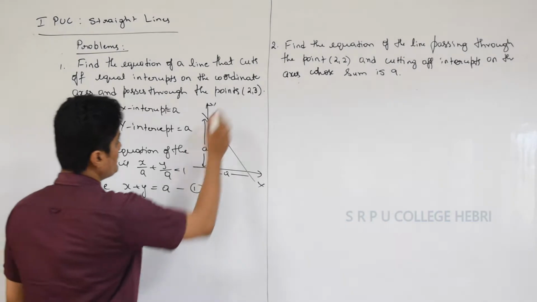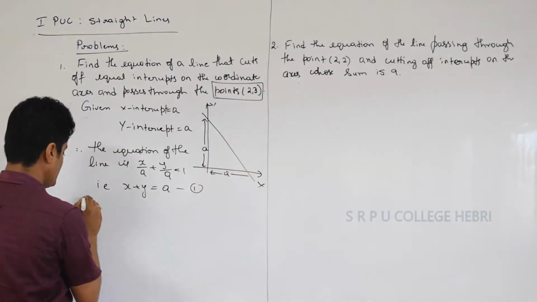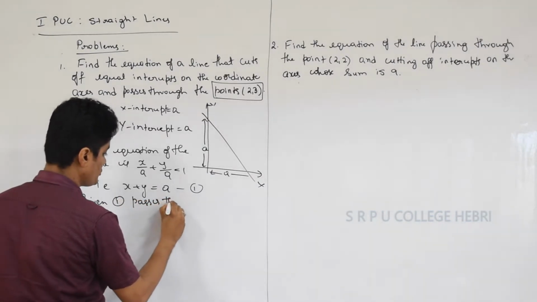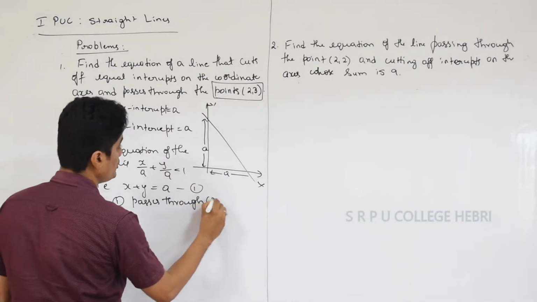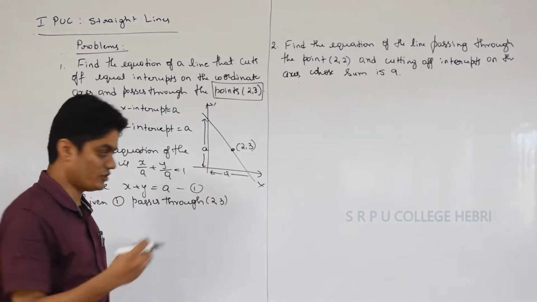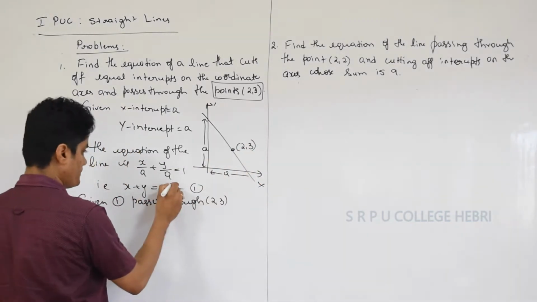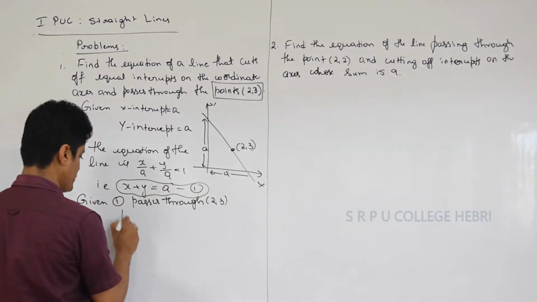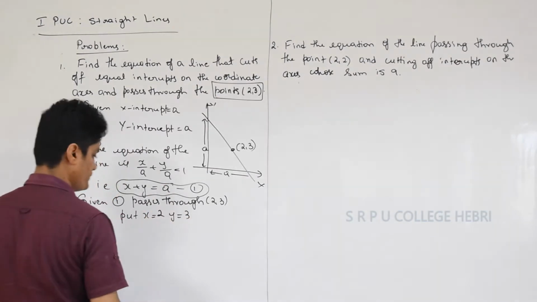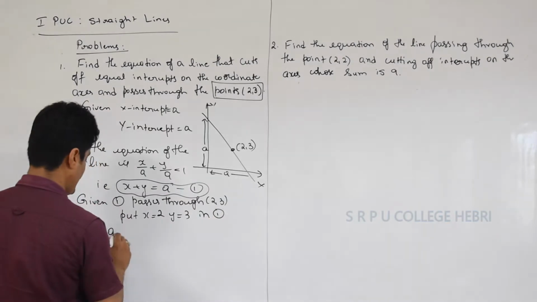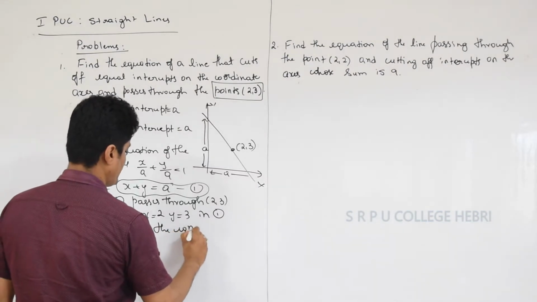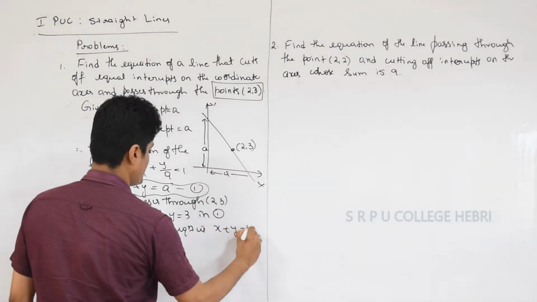Correct? Now what is given? This passes through the point (2, 3). So one more given data is that the line passes through (2, 3). 2, 3 is a point on the line. If a point is on the line, the coordinates must satisfy the equation. Remember that. So put x equal to 2, y equal to 3 in the equation. What will you get? a is equal to 5. Therefore, the final answer: the equation is x plus y is equal to 5.